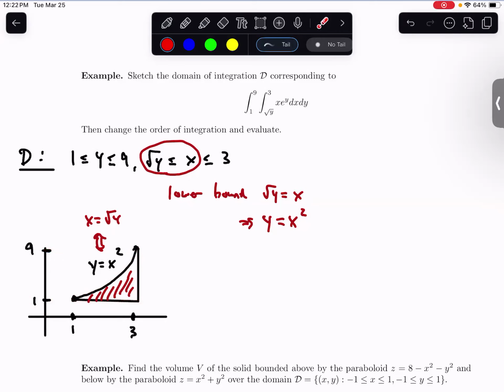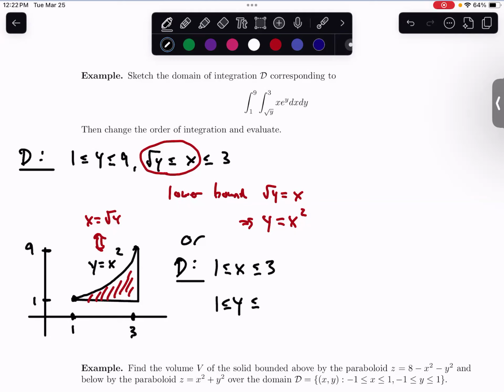In rewriting our domain D with these new features, you can reinterpret it in the following way. You can think of D as being the region where x is bounded between 1 and 3, and where y is bounded below by 1 and bounded above by x squared. So these describe the exact same region. They both describe what we have here. One's a function of y, and the other is a function of x, but they're telling you the exact same thing.